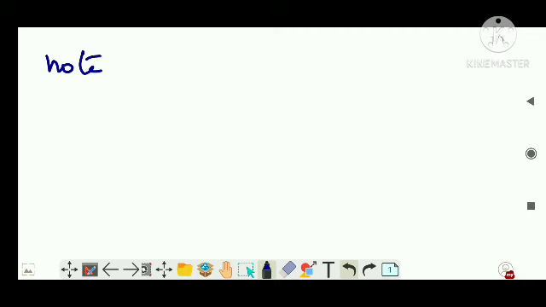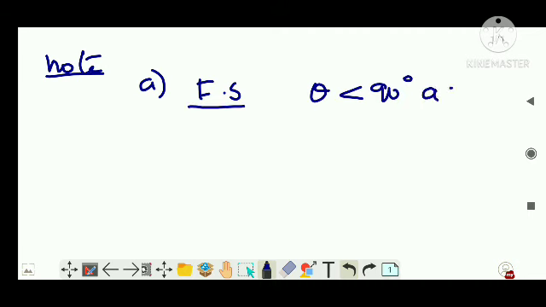Now note some points which I am going to tell you. That is, first condition, let's say F dot S, right? When we talk about the dot product of force and displacement, when theta is less than 90, that is, you have an acute angle between force and displacement.